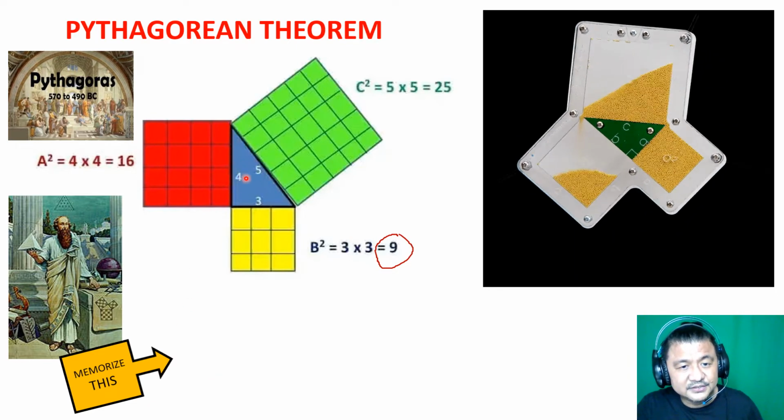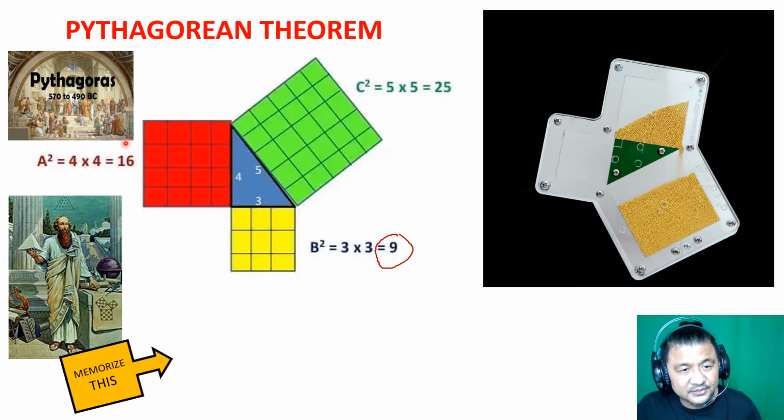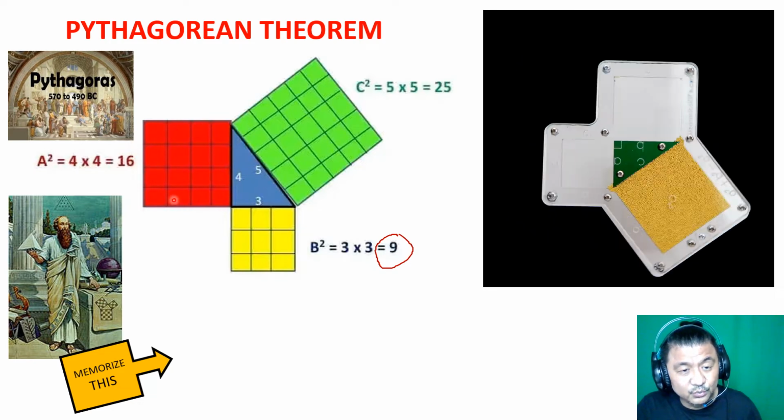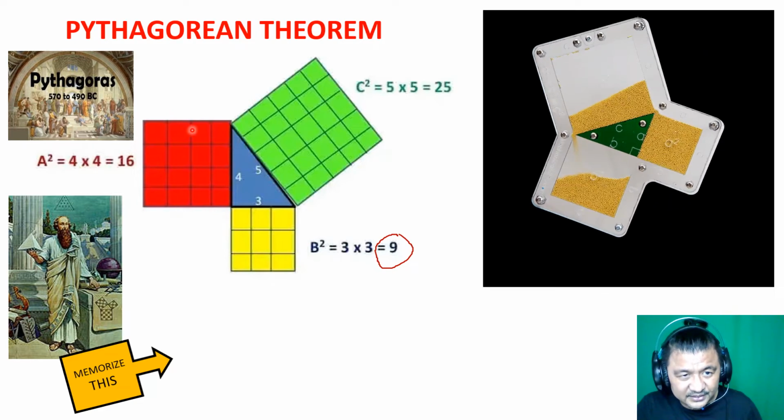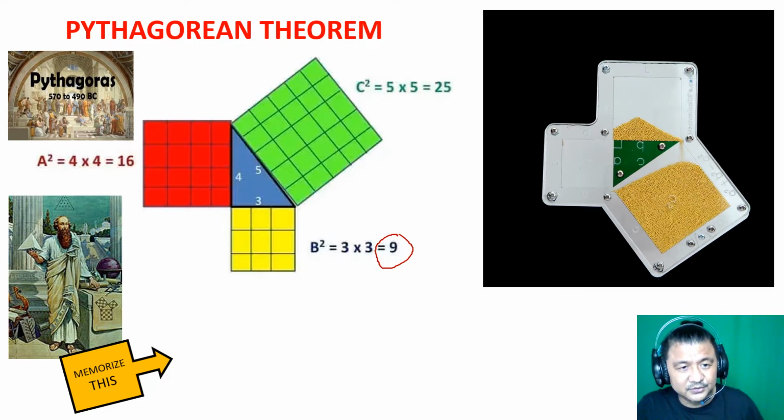Next, let's look at this 4. If that's a 4, this is also a 4. So 4 times 4 is 16. There you go, 16. This red square is made up of 16 little squares. Okay, we're good with 16.